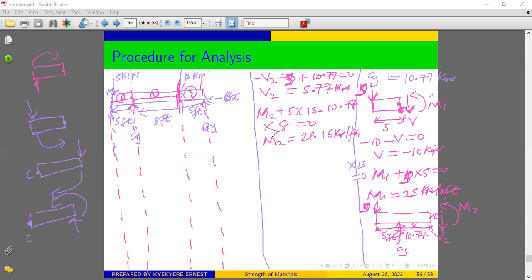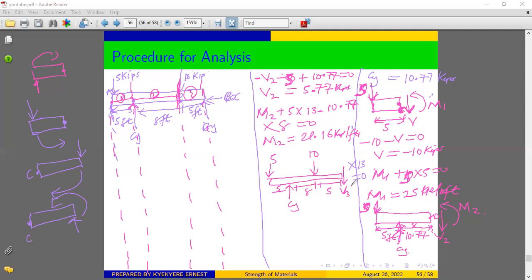Then from there, we can go to section 3. This is the end of section 3, so we draw our diagram. We have our force of 5 here, our CY, which is 10.77. We have another 10 here. The distance from this is 5. From this to that is 8. From this to that is 5. And our shear force, always in the positive direction, V3, and our bending moment in the positive direction, M3.